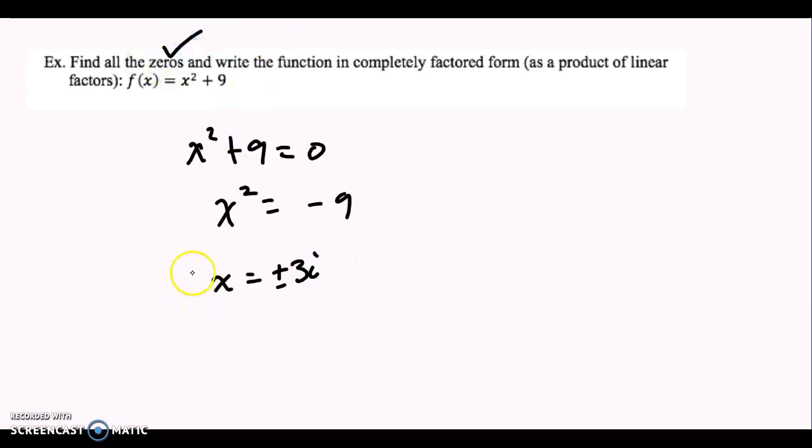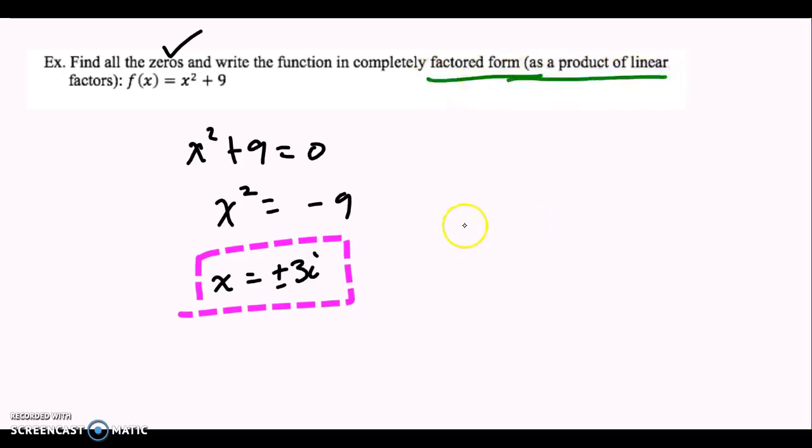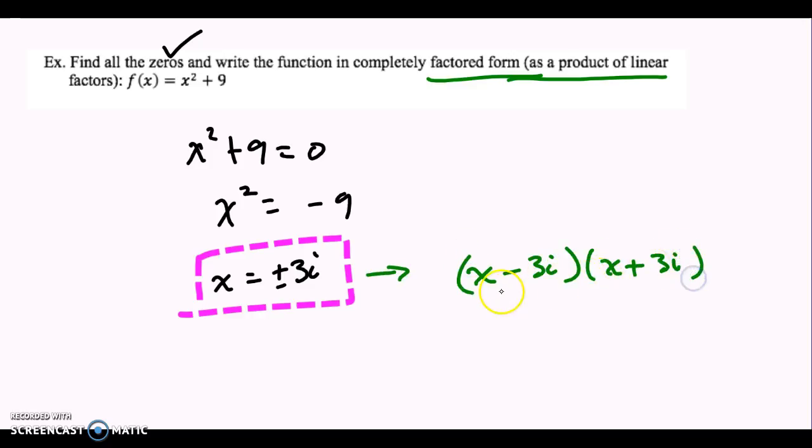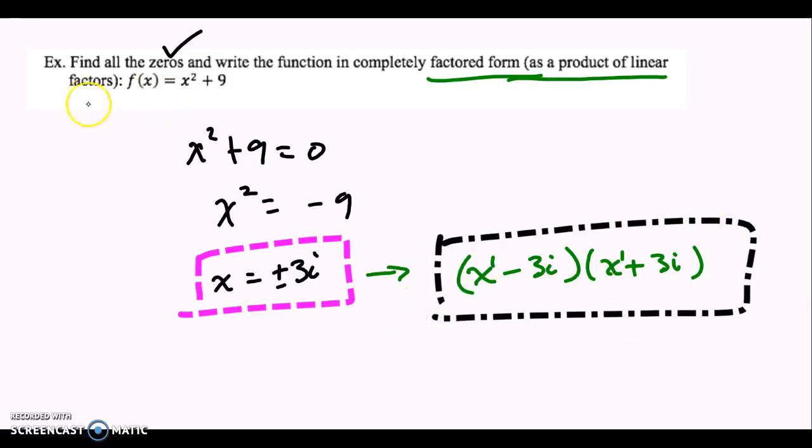Put a purple box around that. And then for the factored form, as a product of linear factors, all that's asking us to do is to take our answer and do an x minus 3i and an x plus 3i. And it's linear because I have x to the first and x to the first. Those are my two answers.